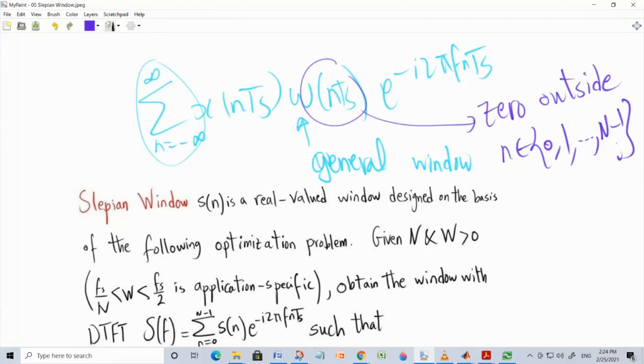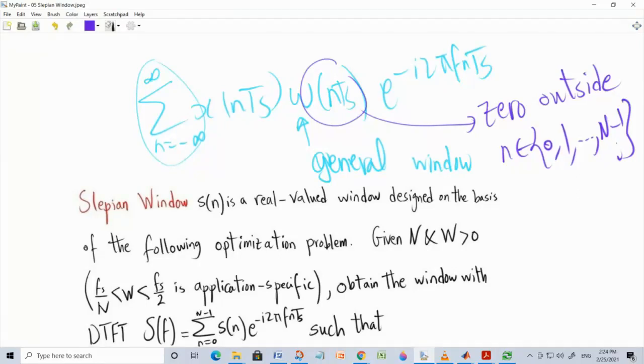But the idea is that we will not insist that the samples of the window are all ones, like the rectangular window. A rectangular window is again equivalent to just truncating the DTFT, saying, okay, I will just do the terms from 0 to N minus 1. Again, the disadvantage of something like this is side lobes, side lobes in the frequency domain.